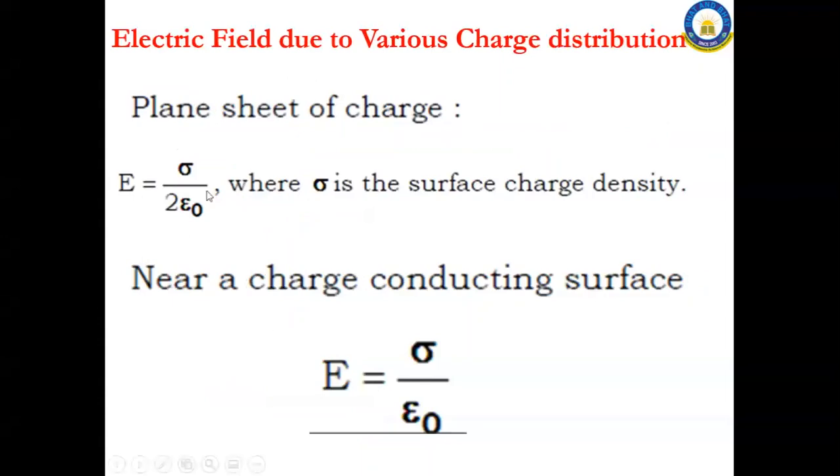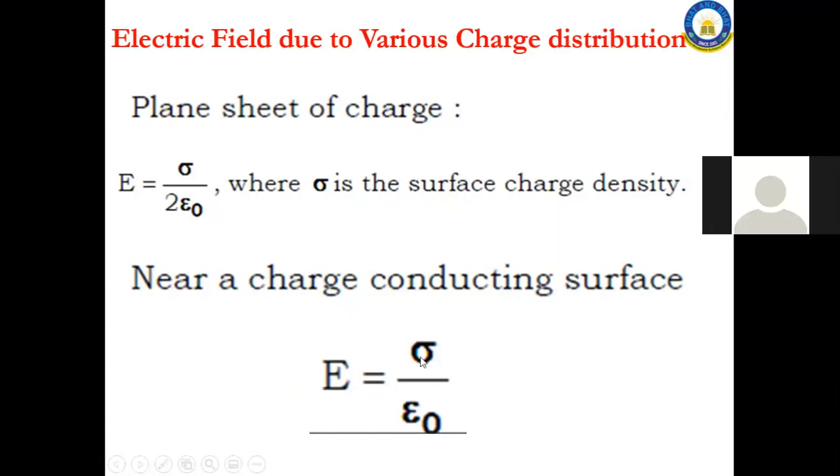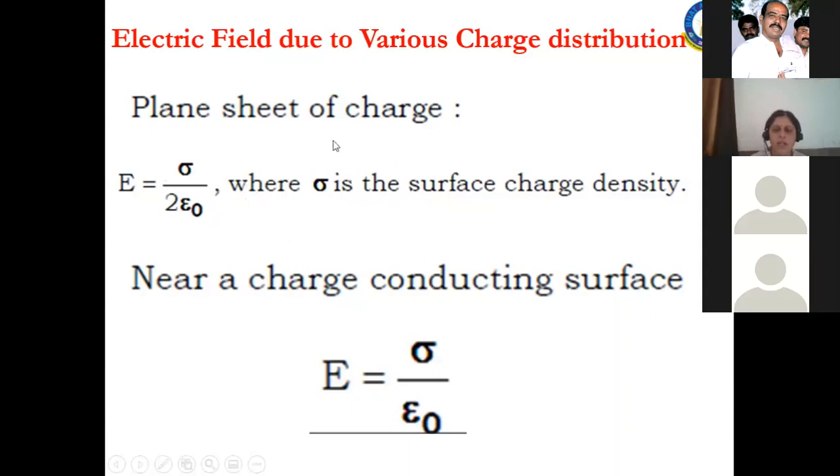Next, plane sheet of charge. What is the electric field due to the charge distribution on a surface? If sigma is the surface charge density, then the field E is equal to sigma by 2 epsilon naught, whereas for a charged conducting surface, a single surface, E is equal to sigma by epsilon naught. Here, because for a sheet we consider both sides of the surface, we get E equal to sigma by 2 epsilon naught. For one single surface, E is equal to sigma by epsilon naught.